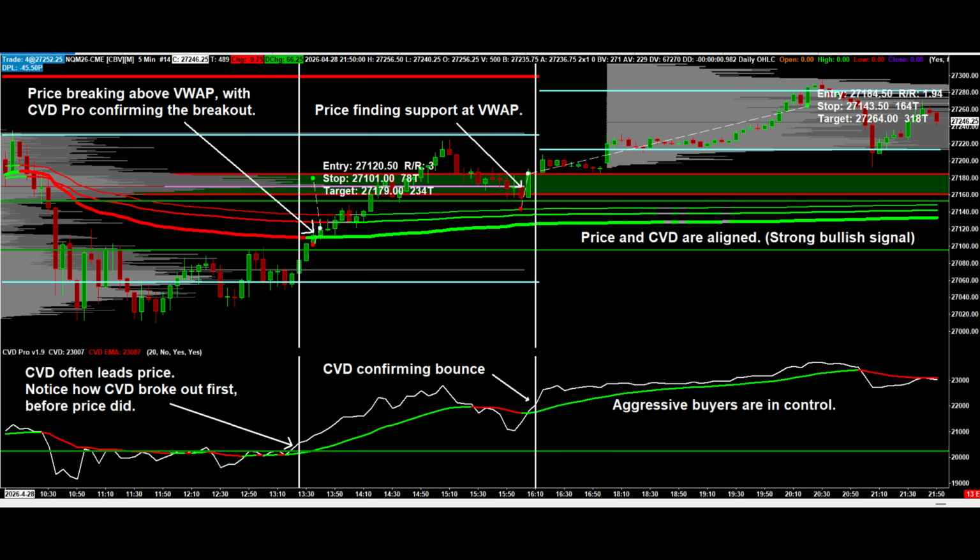That gives us the framework. Value tells us where the auction is, and acceptance tells us whether the move is being accepted or rejected. CVD tells us whether aggressive participants are aligned with that acceptance. This is where higher probability trades start to appear, not because we predicted the move, but because structure, behavior, and participation are pointing in the same direction.